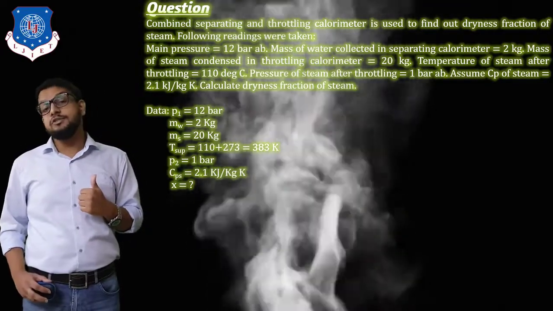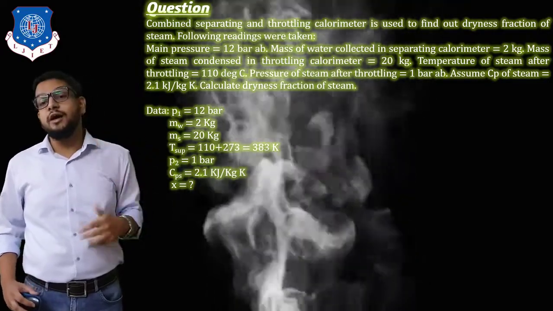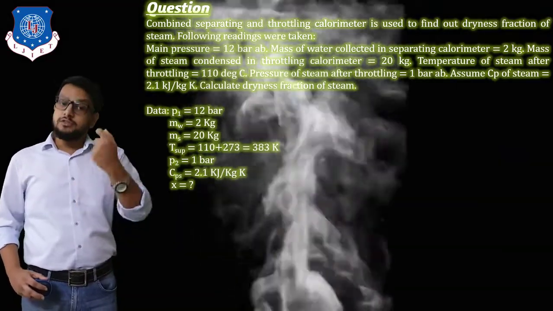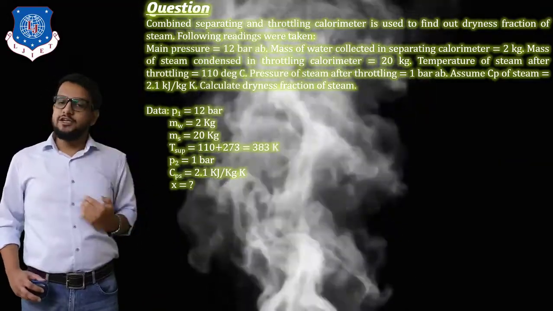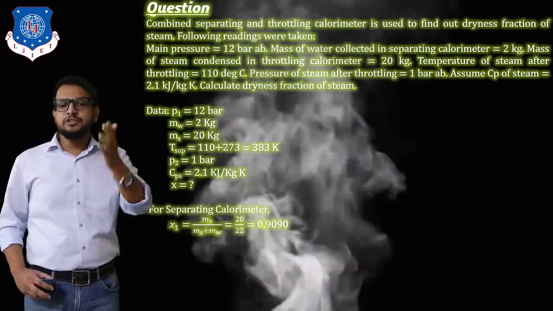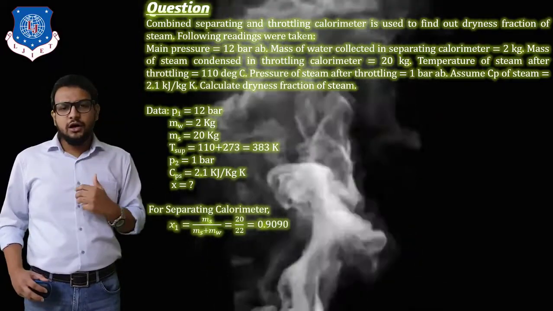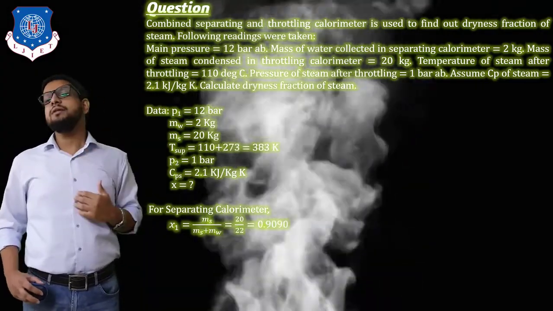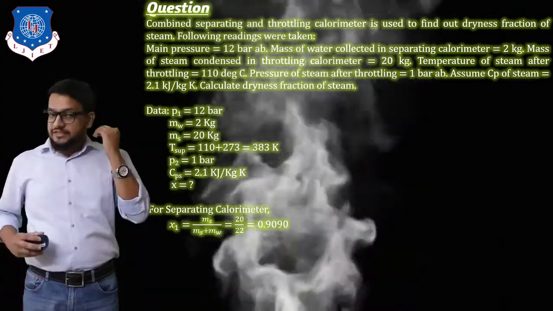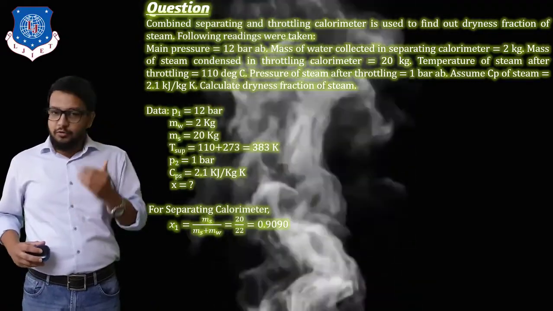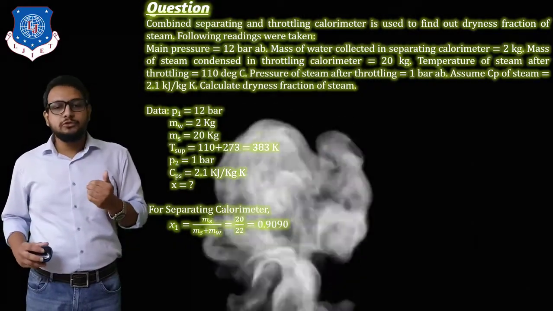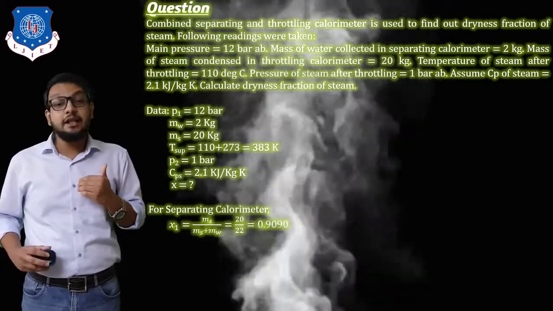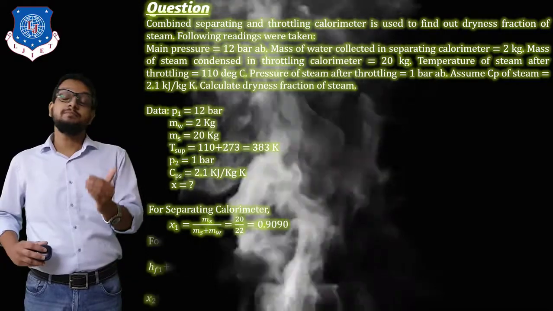Okay, so how can we proceed? To determine x, what is the formula? x is equal to x1 into x2, where x1 is the dryness fraction from the separating calorimeter, and x2 is the dryness fraction from the throttling calorimeter. So first let us find x1. For the separating calorimeter, we know the formula to determine x1, which is equal to ms upon ms plus mw. This is a direct application of a formula. We substitute the values of ms and mw, so we write 20 upon 22, that is the dryness fraction x1 from the separating calorimeter is 0.9090.